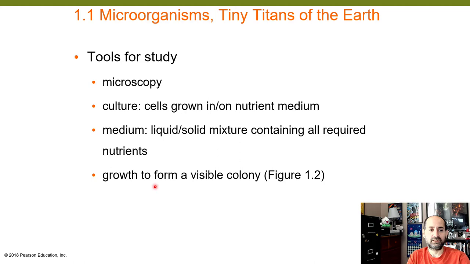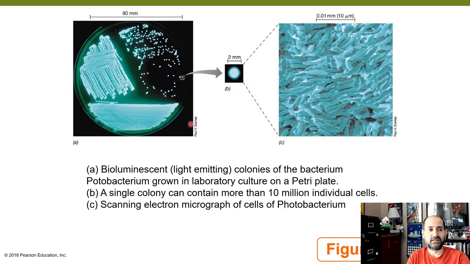And then we need to grow them to form a visible colony. So here you can see a petri dish with a bioluminescent, that means light emitting, colony of the bacterium Photobacterium, grown in laboratory culture on a petri plate. So look at this, this is an actual bioluminescent bacterium. Isn't that neat? And this is called a streak plate. You have three zones to a streak plate, and in the third zone you see these dots. These are individual colonies, and an individual colony is called a clonal population.